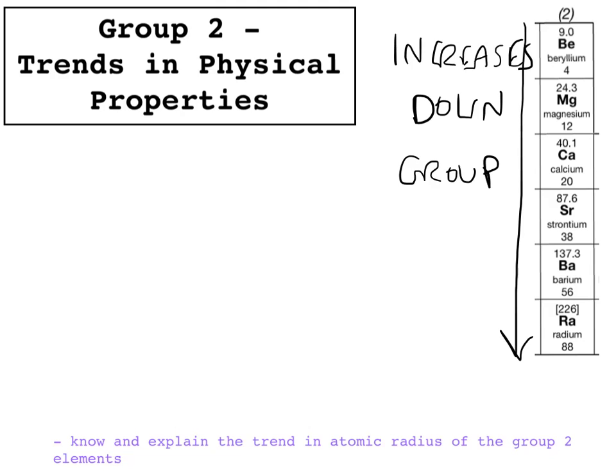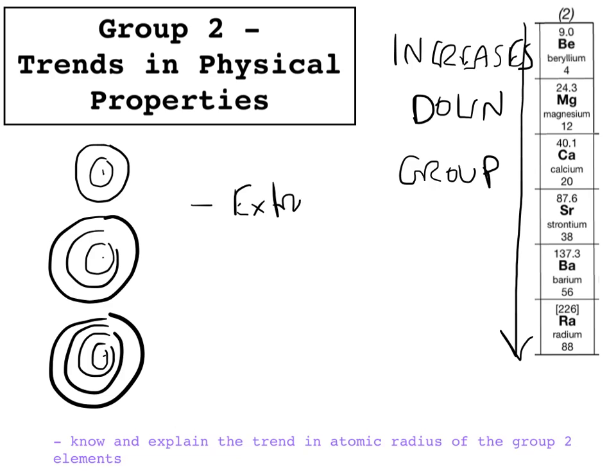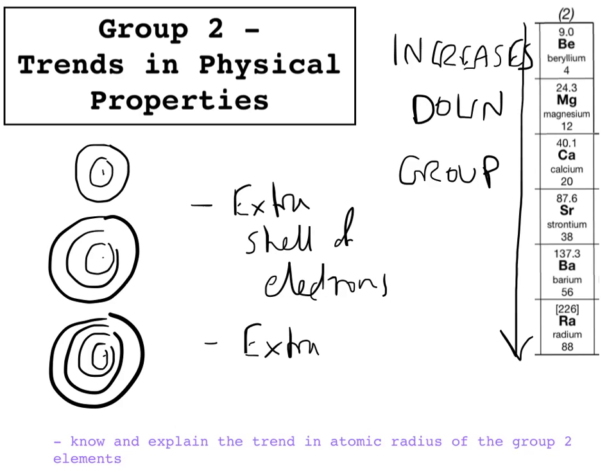And the simple reason for that is that there's an extra shell of electrons each time you move down the group. So beryllium only has 2 shells of electrons, magnesium has 3, calcium has 4, and so on. And so down the group we've got an extra shell of electrons, and therefore we've got extra or more electron shielding.